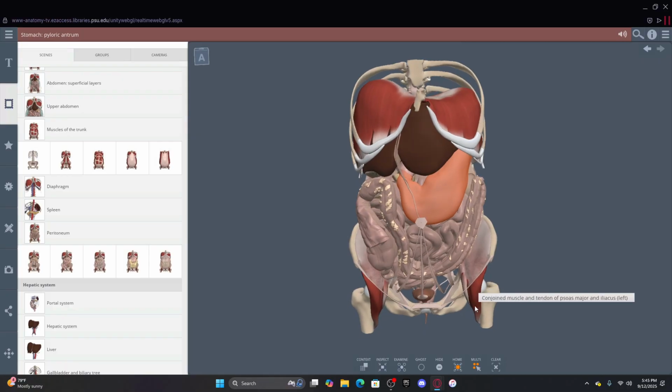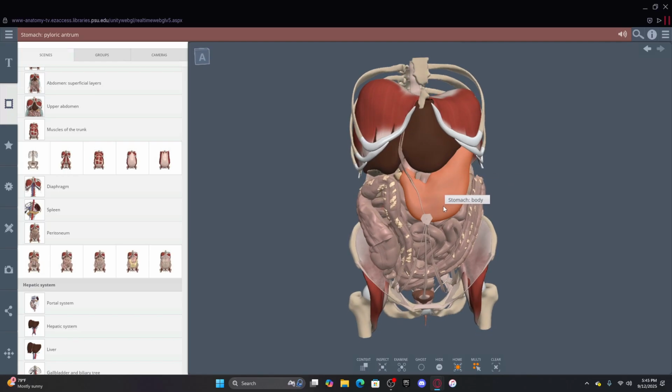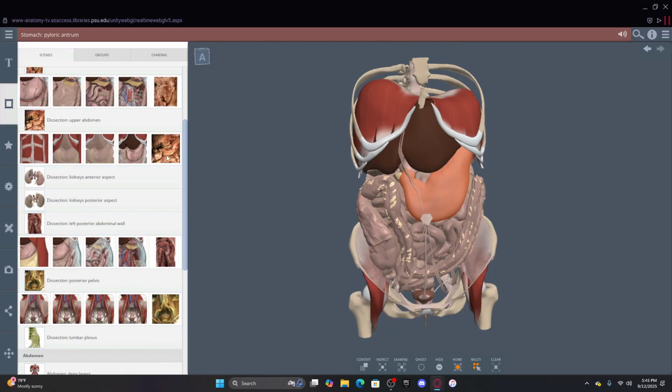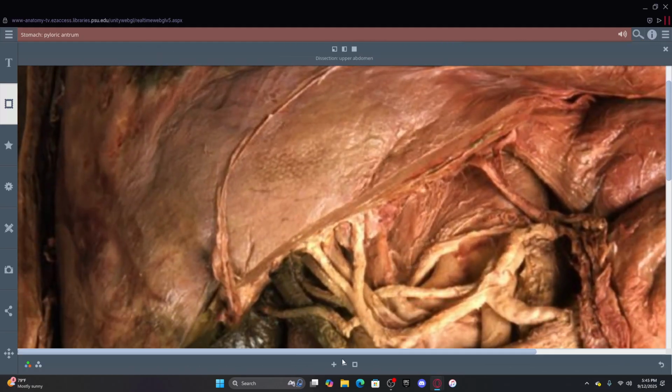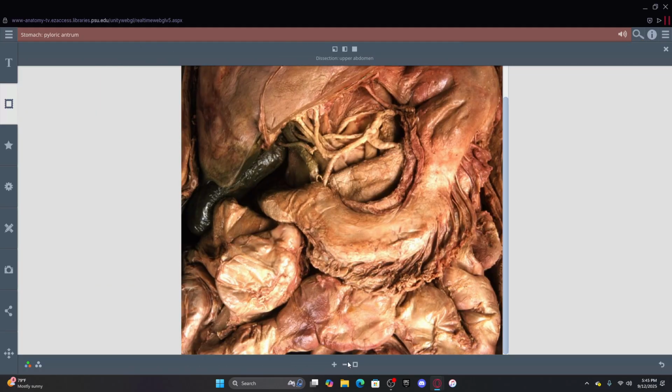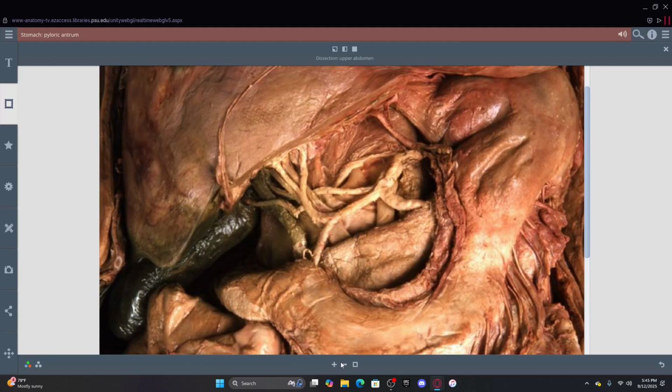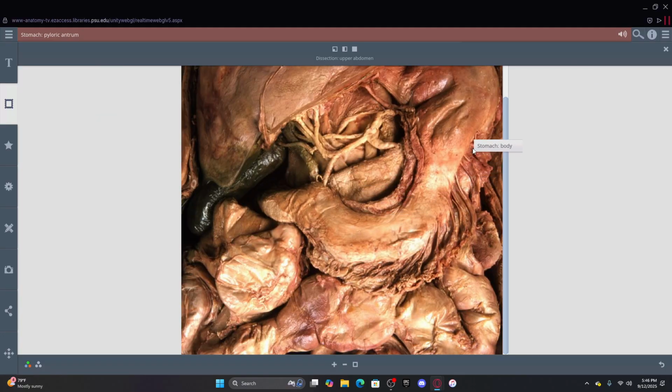Now I'm going to show you the greater and lesser curvature of the stomach. So, greater curvature of the stomach. This edge of the stomach right here is larger than this region. So greater curvature, lesser curvature of the stomach. I already showed you the pyloric sphincter. I'm going to show you a real donor image just to make sure that you can understand this better. So we have the stomach.